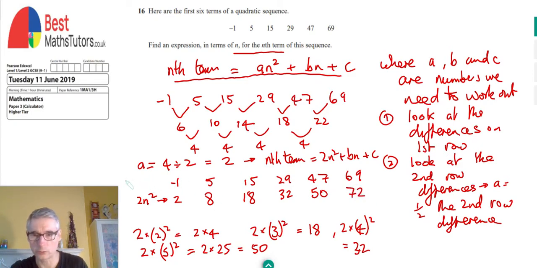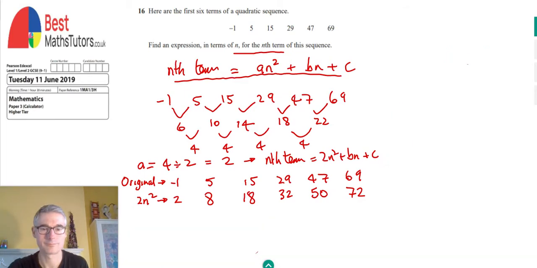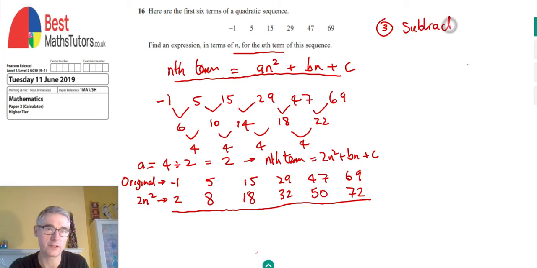We've got our original sequence here, the one from the question, and then we've worked out another sequence, which is 2n squared. So I'm just going to tidy up the board again. So now our next step, step 3, is we're going to take this row of 2n squared and take it away from the original. So step 3 is to subtract the sequence that we've generated by using 2n squared from the original.